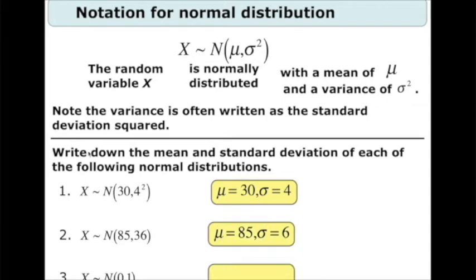And the second one, the mean is equal to 85. The standard deviation is equal to the square root of 36, which is 6. Then the last one, the mean is equal to 0 and the standard deviation is equal to 1. Square root of 1 is just 1.